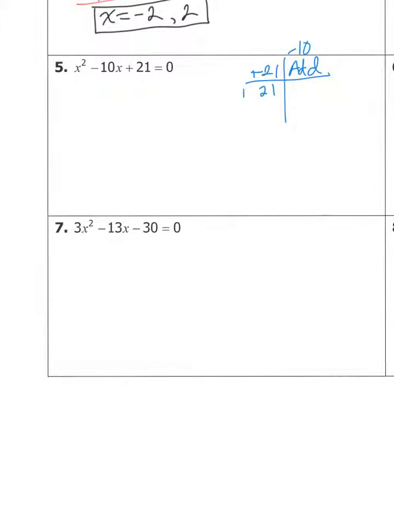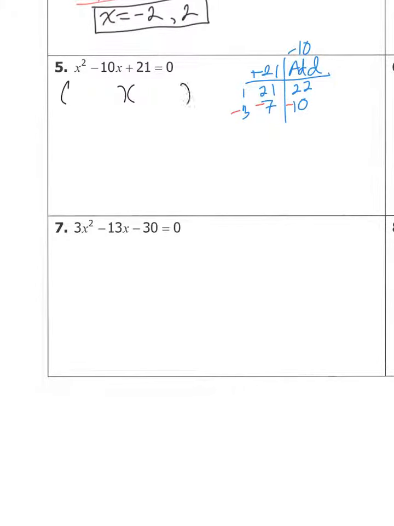So 1 and 21 add to give me 22. And 2 doesn't go in there. 3 and 7 add to give me 10, so that's what I'm looking for. My 10 is negative. The bigger of the two is negative. The 3 is going to need to be negative to combine with this -7 to make -10.